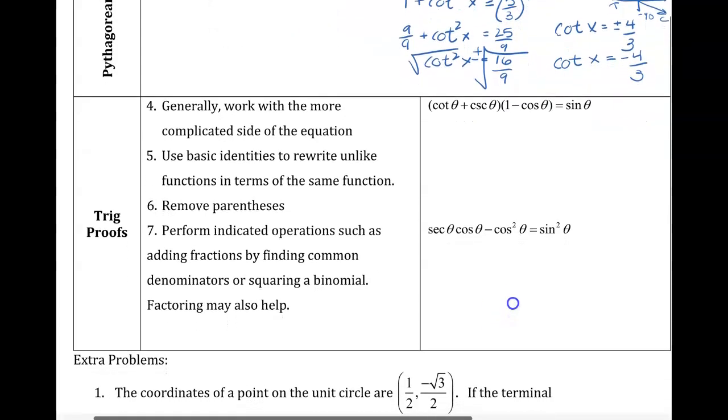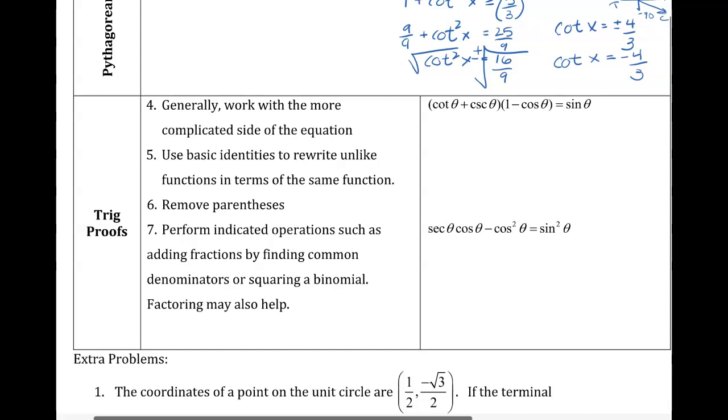In the next problem, we have some trig proofs. Remember, we generally work with the more complicated side. So for something like this, I'm going to look at those reciprocal functions. I know cotangent is equal to cosine over sine. I know cosecant is 1 over sine. And for now, I'm just going to keep this as 1 minus cos of theta. My goal is to make this whole thing look like this other side, which is sine of theta.